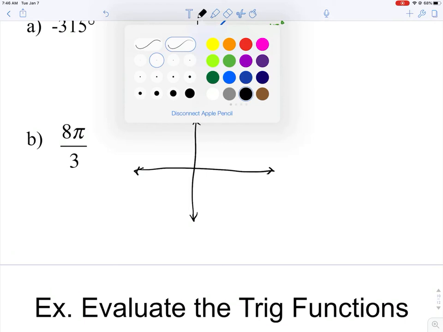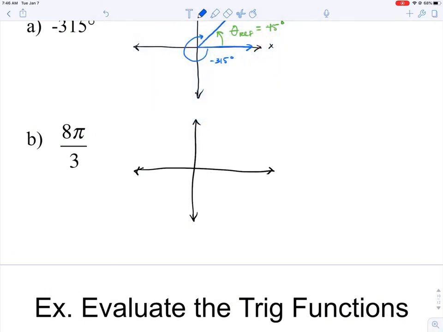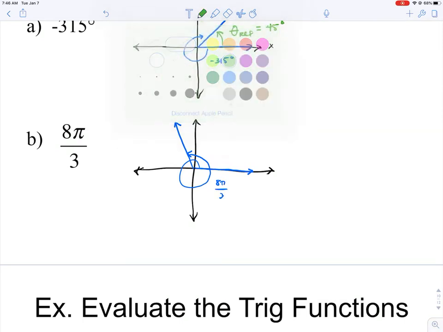All right, 8 pi over 3. 6 pi over 3 would be a full rotation. So 8 pi over 3 is going to go 2 pi over 3 past. So that means we'd have our full rotation, and we keep going to terminate in the same place that 2 pi over 3 does. So our reference angle, since the angle terminates in quadrant 2, is going to be pi over 3.